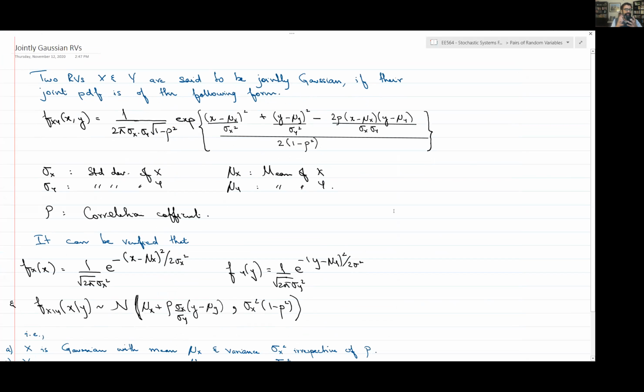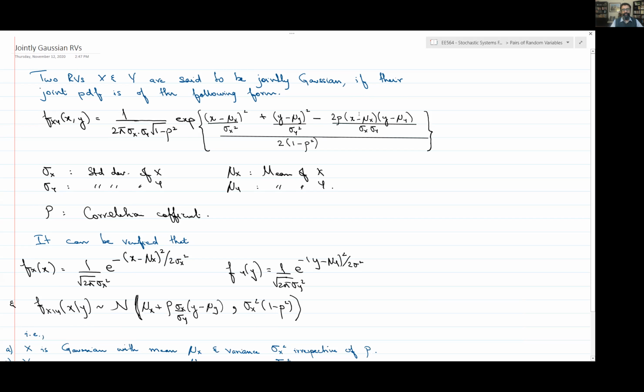These are jointly random variables, so pairs of random variables X and Y, and they're said to be jointly Gaussian if their joint PDF satisfies this expression. Okay? And in this expression, there are several variables. There's the variable sigma X, which is the standard deviation of X. The variable sigma Y, the standard deviation of Y. Mu X is the mean of X. Mu Y is the mean of Y. And then there's a parameter rho, which is the correlation coefficient, right?